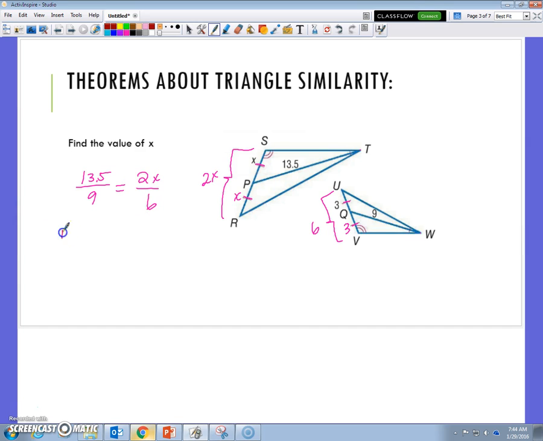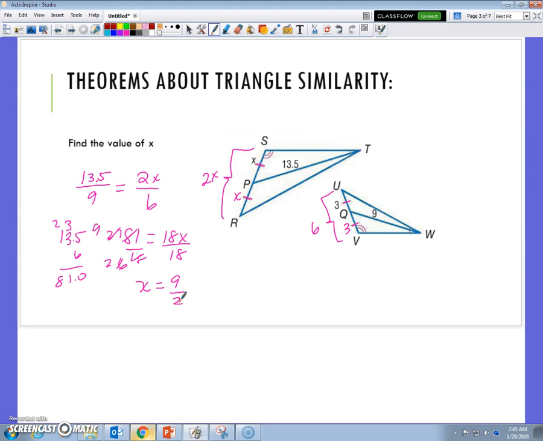All right, now when I cross multiply, 13.5 times 6 is 81, equals 18x. And now I'm just solving for my variable here. So x, in this case, if I reduce this, we get, let's see here, 6, 27, 2, 9, looks like we have 9 halves in this case. x equals 9 halves.